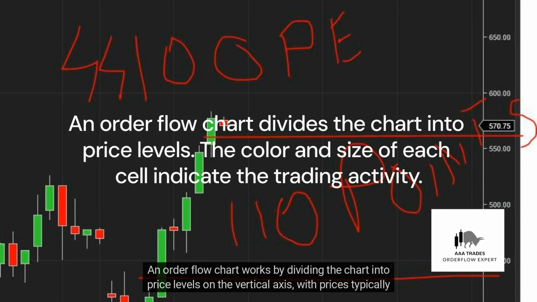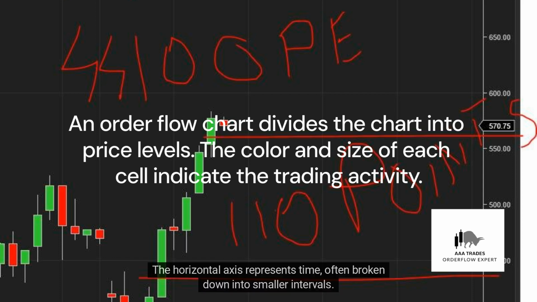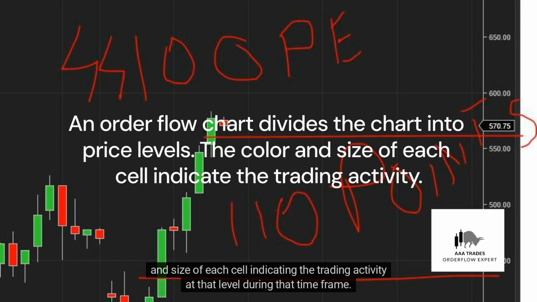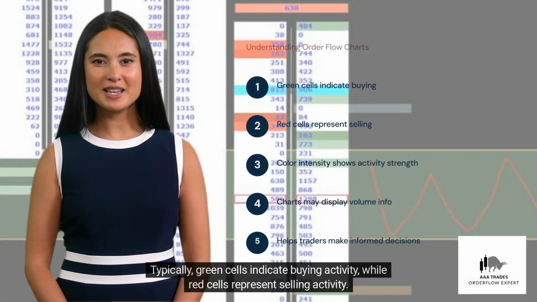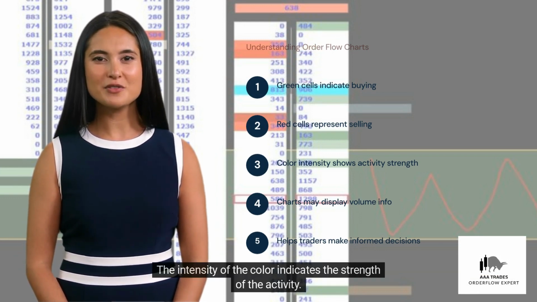An order flow chart works by dividing the chart into price levels on the vertical axis, with prices typically displayed from the lowest on the bottom to the highest at the top. The horizontal axis represents time, often broken down into smaller intervals. Each cell on the chart represents a specific price level at a particular time interval, with the color and size of each cell indicating the trading activity at that level during that time frame. Typically, green cells indicate buying activity, while red cells represent selling activity. The intensity of the color indicates the strength of the activity.